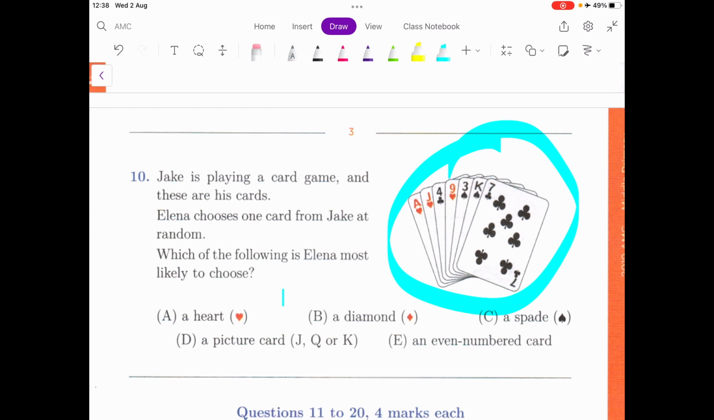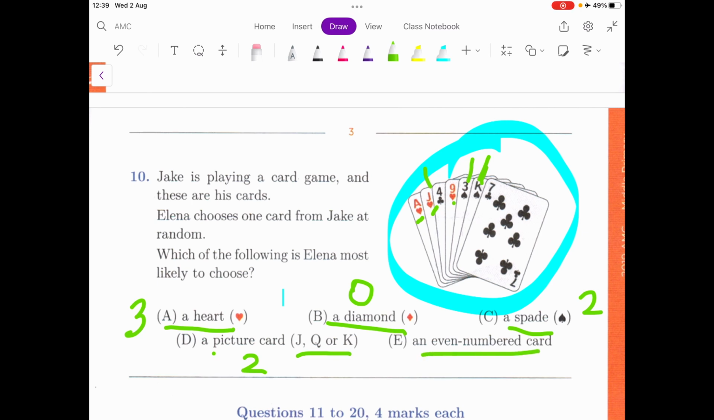Now for this, we have to count how many cards are there for each of these options. So if she chooses a heart, I can see there is 1, 2, 3. There are 3 heart cards. Let's look for diamond. There is actually no diamond. So there is no chance that she can pick up a diamond. What are the chances to pick a spade? There are 1, 2. There are 2 spade cards. A picture card, jack, queen, or king. I can see a jack here. I can see a king here. So there are 2. There is no queen. So there are 2 picture cards.